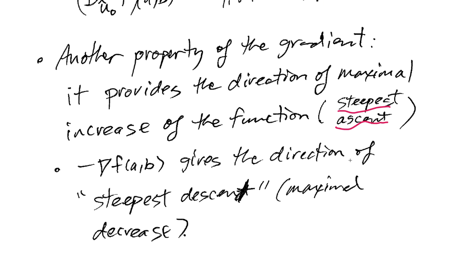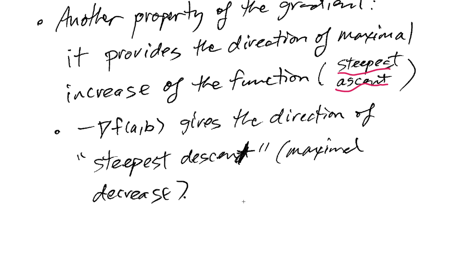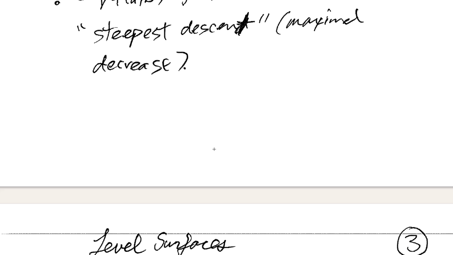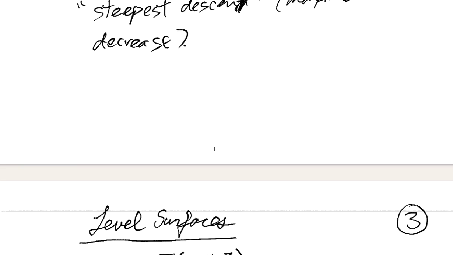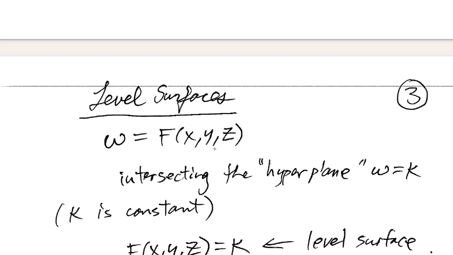By the way, you can prove this, an exercise for you. The negative of the gradient gives the direction of the steepest descent, or maximal decrease. If you want to go down as quickly as possible, which direction would you go? You'd go in the opposite direction of the gradient. That last one could be an exercise for you.